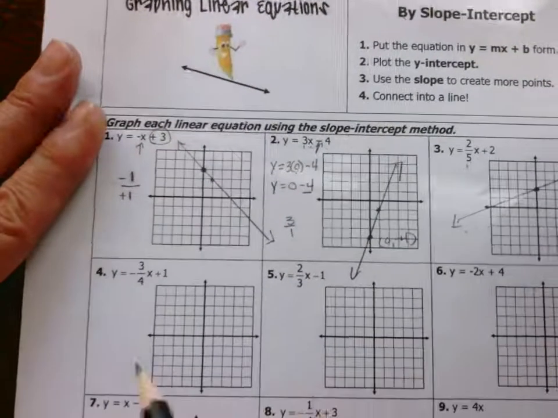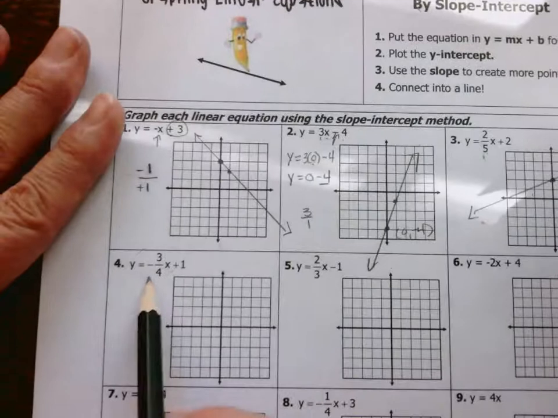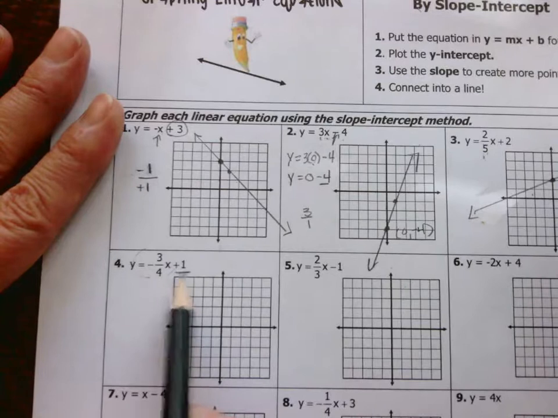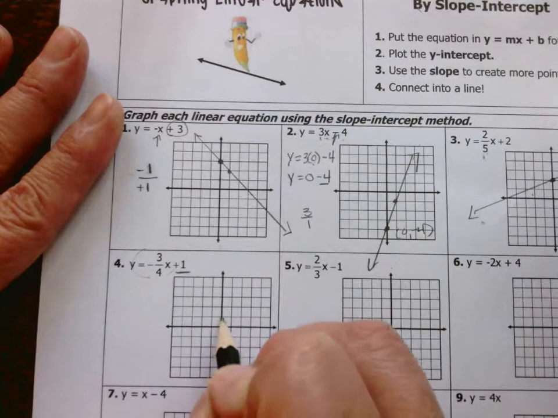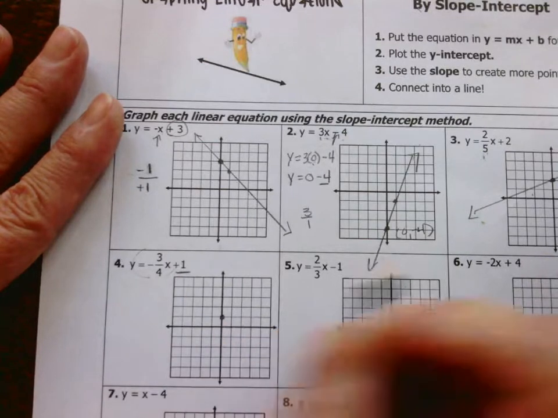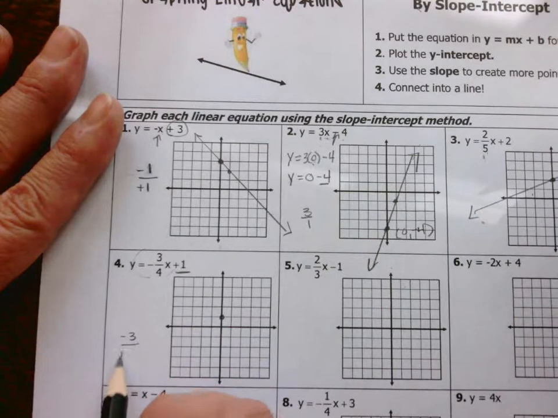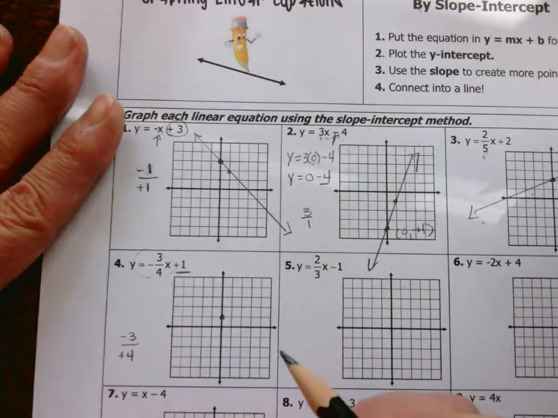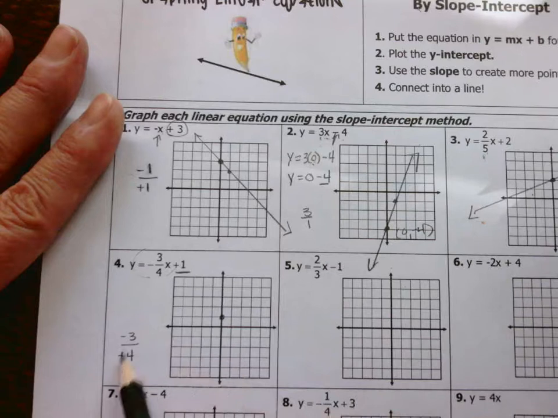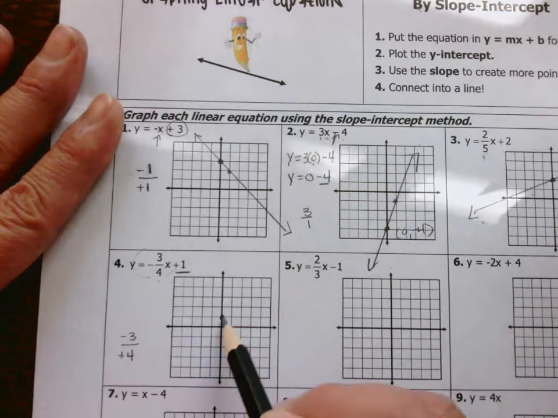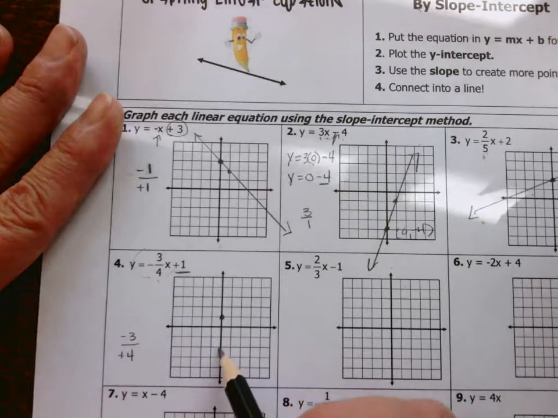So in problem number 4, I've got a negative slope. I'm expecting it to graph down as we go left to right. And my y-intercept is right here at 1. And I can either go down 3 and to the right 4, because negative 3 divided by positive 4 is negative 3/4. So that means down 3 and to the right 1, 2, 3, 4.